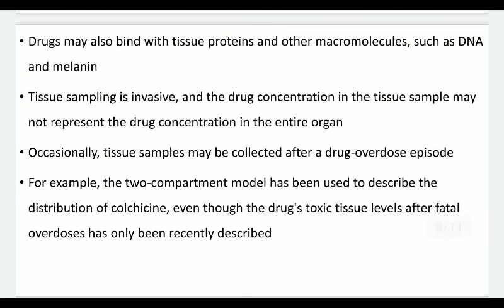Drugs may also bind with tissue proteins and other macromolecules such as DNA and melanin. So some proteins are also present within tissue, and there is every possibility that drug may bind with these tissue proteins. And specific examples are given, like drug binding to DNA and melanin, which is a pigment.